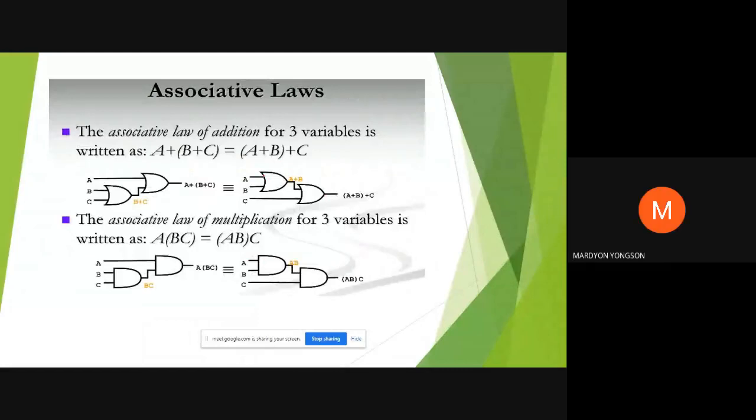And then also we have associative law of addition for three variables, which is written as (a + b) + c equals a + (b + c). The associative law of multiplication for three variables is written as (a times b) times c equals a times (b times c).